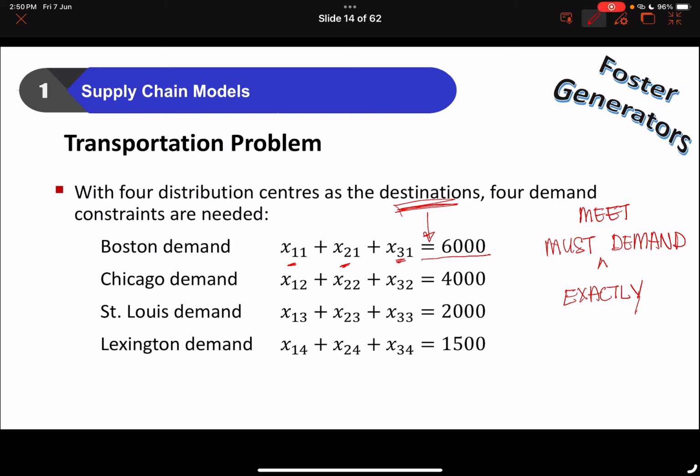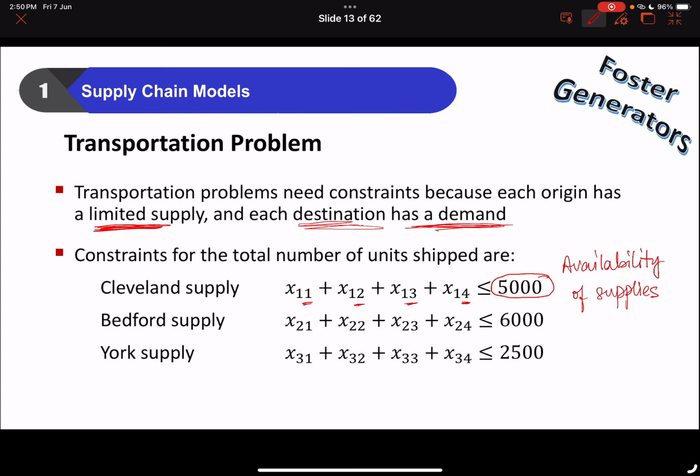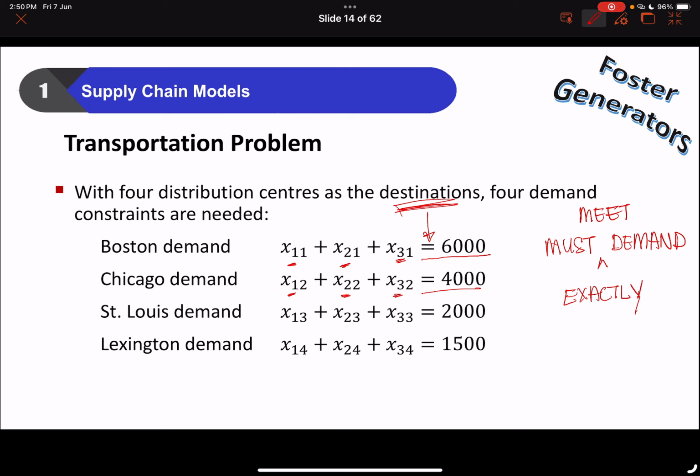Chicago is the same. Chicago is the second destination. The number of units it receives from the 3 plants must equal its demand, which is 4,000 units. So, recap: the constraints from the supplier are availability of supplies. You can take all the supplies or you can take less. But at the destination, we must meet the demand exactly, so the equality sign is used here.